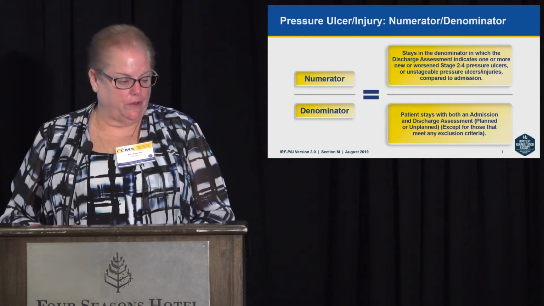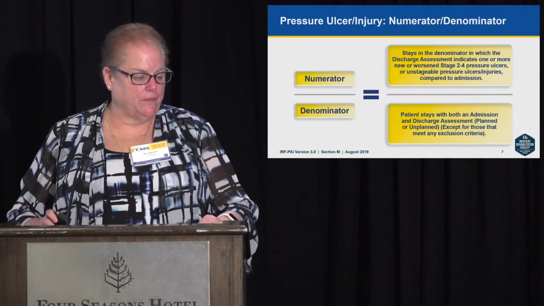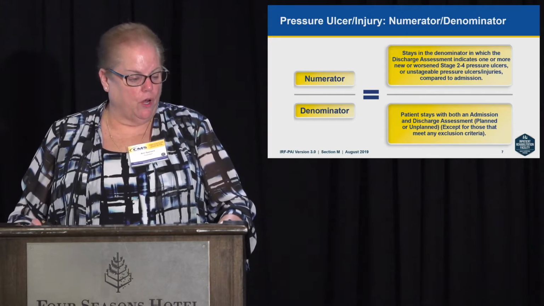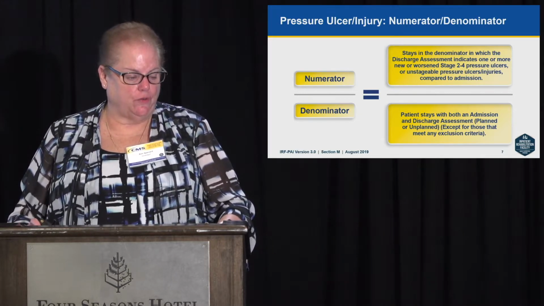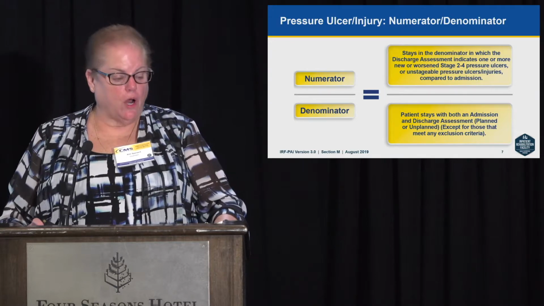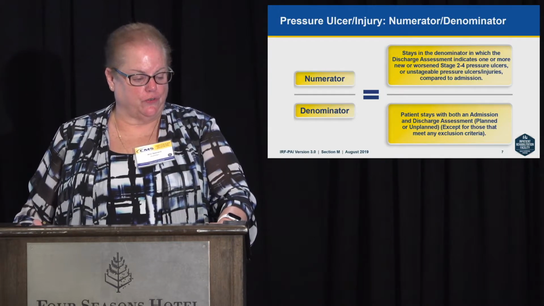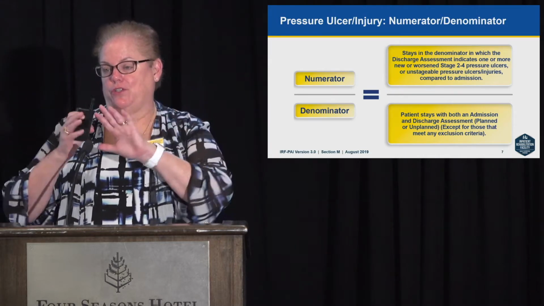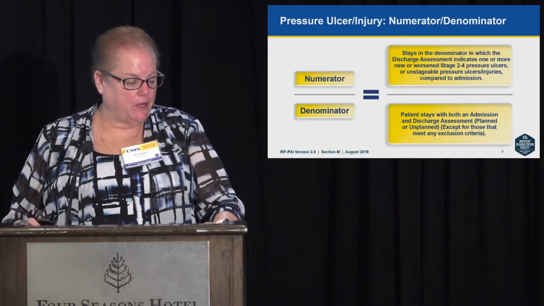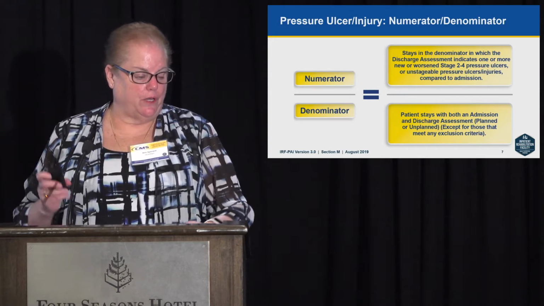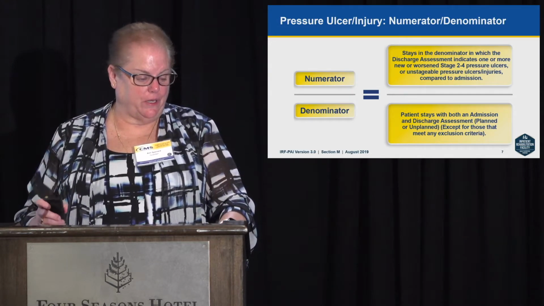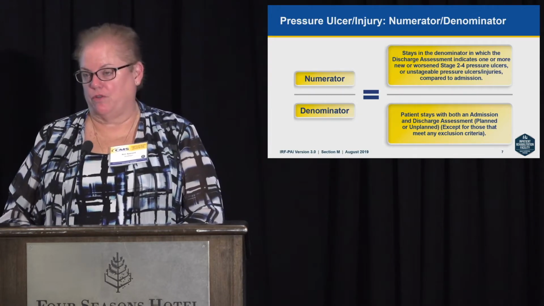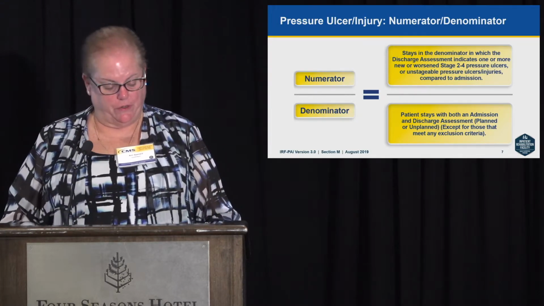So the numerator is the number of patient stays in the denominator in which the discharge assessment indicates one or more new or worsened stage 2 through 4 pressure ulcers or unstageable pressure ulcers or injuries as compared to admission. So you have to have an admission and a discharge to compare the two. The denominator then is patient stays with both an admission and a discharge assessment, planned or unplanned, except for those that meet any of the exclusion criteria, and we're going to go through the exclusion criteria.